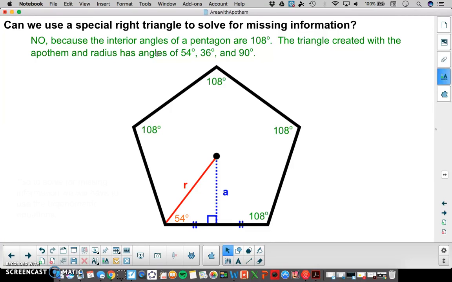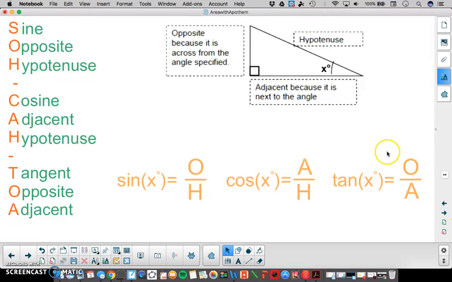The interior angles of the pentagon are 108, and the triangle created with the radius and the apothem have angles of 54, 36, and 90. So we have to have some other strategy to be able to find missing information. So to solve for missing information, we're going to have to use the trigonometric equations. Just a quick reminder of what those trig equations are.